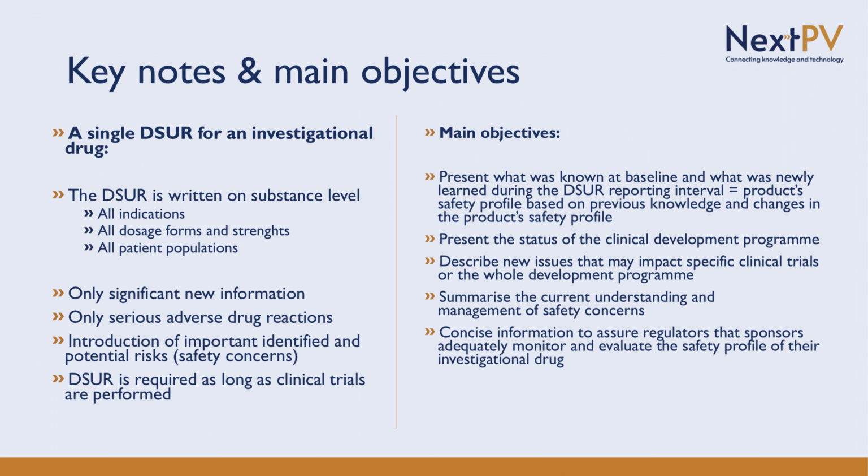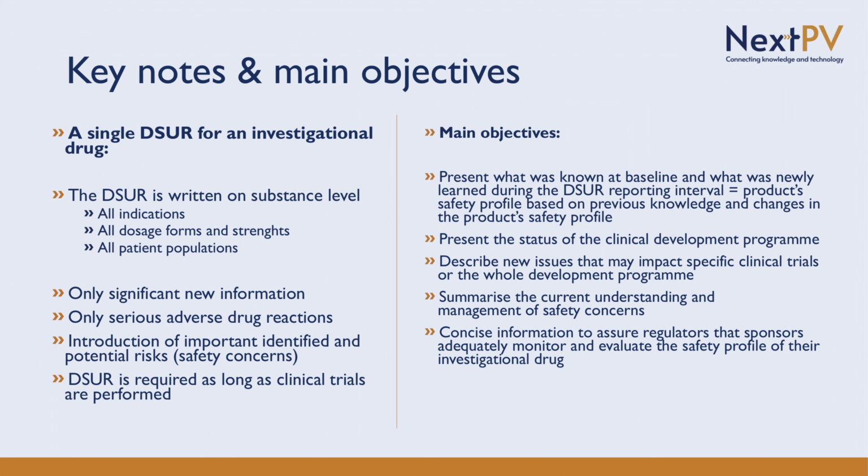Keynotes and main objectives. A single DSUR is written at the substance level, covering all indications, dosage forms, strengths, and patient populations. It includes only significant new information and serious adverse drug reactions, introducing important identified and potential risks. The DSUR is required as long as clinical trials are performed.